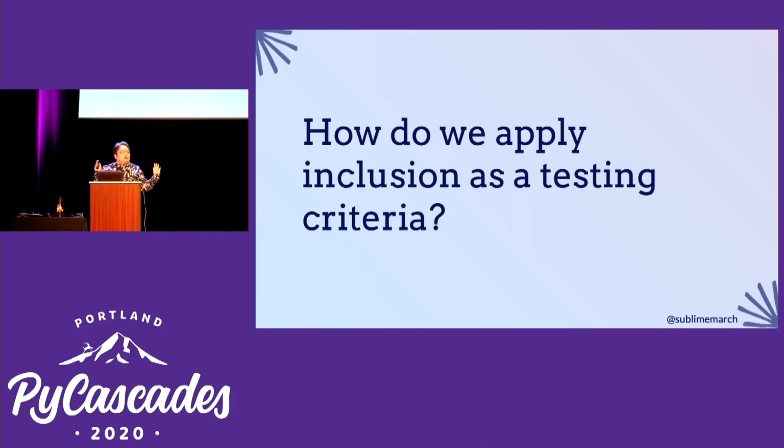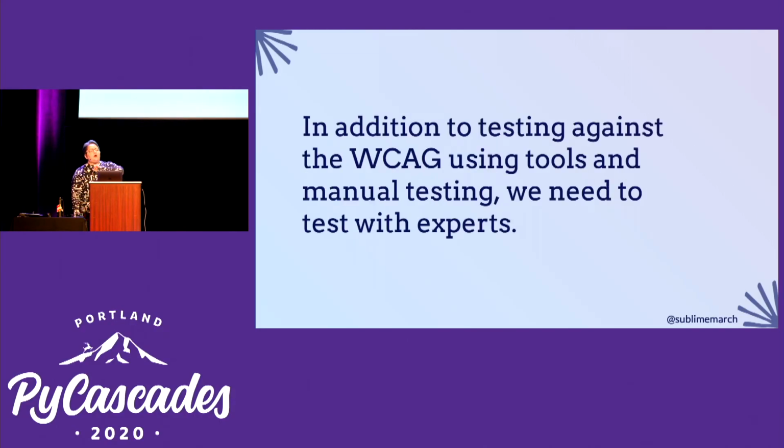Okay, this is all well and good. You might be like, okay, Fen, I get it. I care about people. I don't want to just follow the law. I want to do better than that, blah, blah, blah. This is totally useless to me unless you tell me how this actually applies to my job. Don't worry, I got you. So, how do we apply inclusion as a testing criteria with the digital things we make?